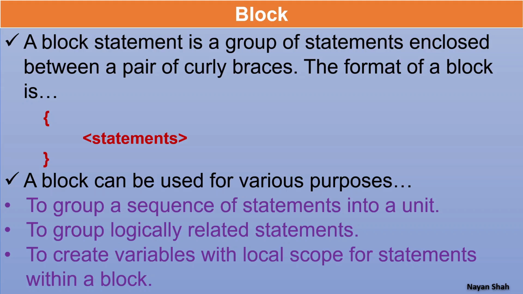What are the main uses of creating a block? To group a sequence of statements into one unit, to group logically related statements, those which are related to each other in such a way that if one statement is executed, the rest are also supposed to get executed. And to create a variable with local scope. That will come in the 8th chapter. But local scope means if I create a variable within a block, then that variable is only available within that block, not outside that block. So that is a local scope.